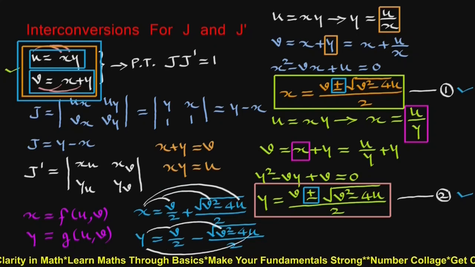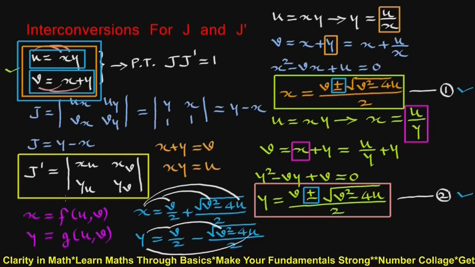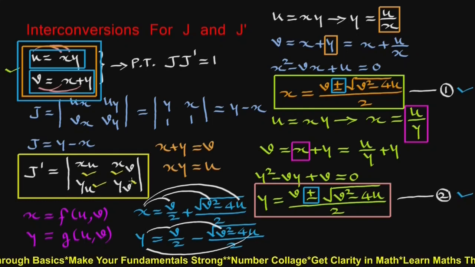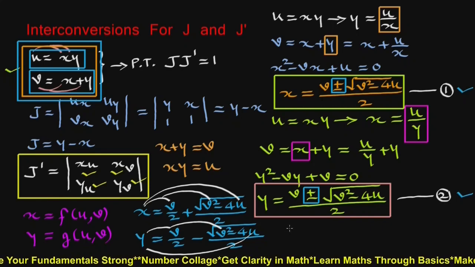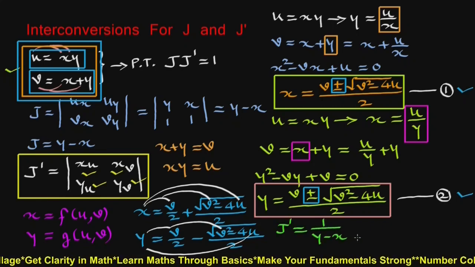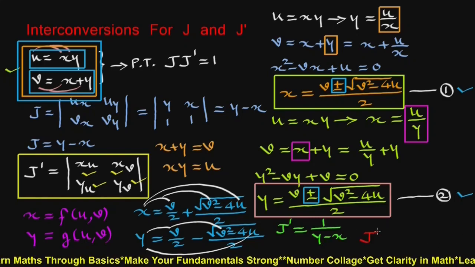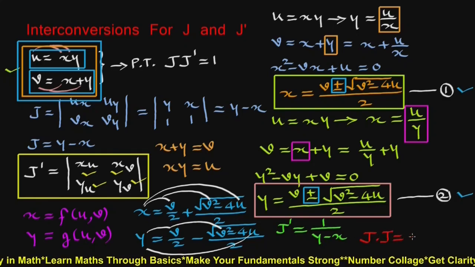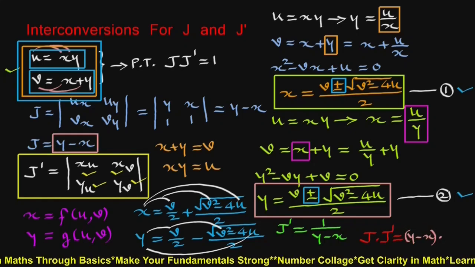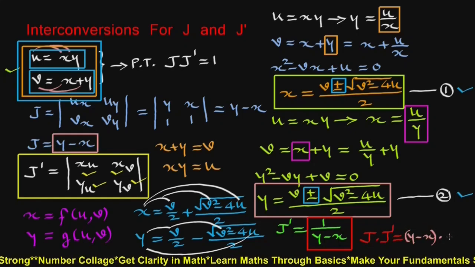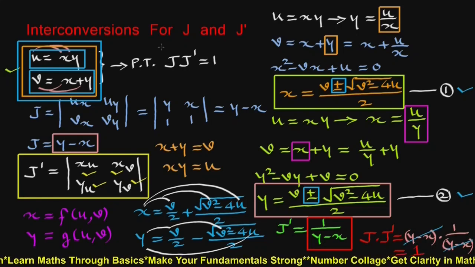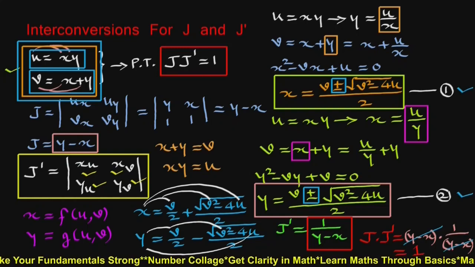Now we can easily find j dash, whose elements are xu, xv, yu and yv. So we will get j dash after simplification 1 upon y minus x. So j into j dash, which is y minus x into j dash, which is 1 upon y minus x, which will be 1. Hence j dash equals 1 is proved.